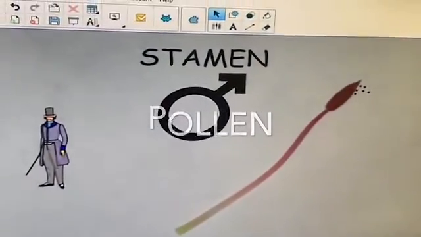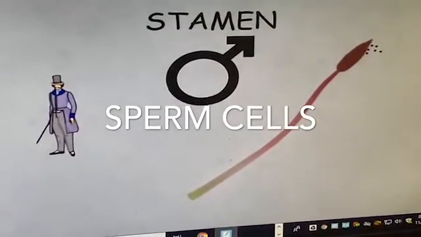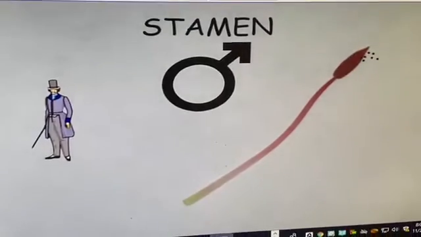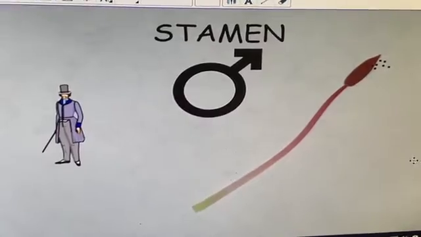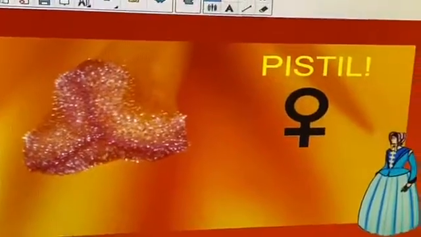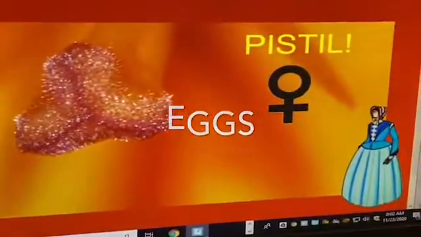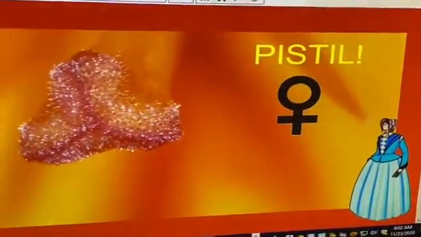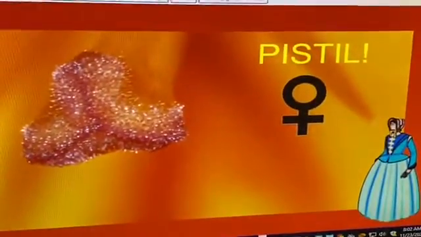Pollen grains are sperm cells, male reproductive cells. That's what makes males of any type of organism male, that they make sperm cells. Okay, at least from a reproductive standpoint. The pistil is the female part, which means it makes egg cells. Again, in terms of reproductive biology, females are defined as those that make large reproductive egg cells.